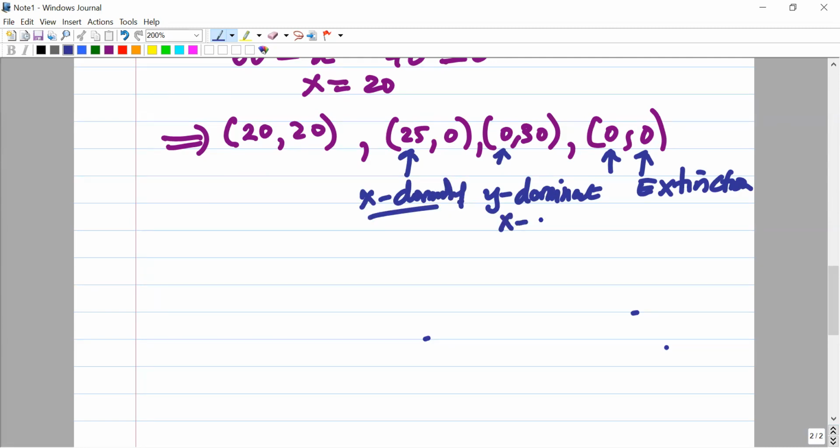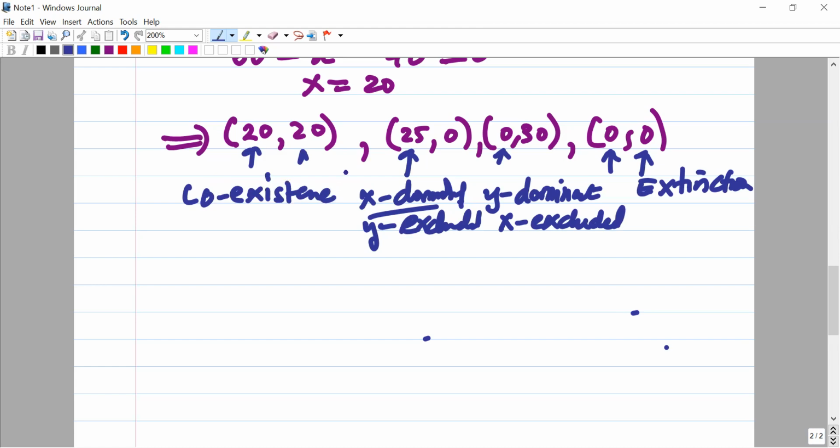So x is excluded. Exclusion of x, and then y is excluded. But here both of them are there, so here we have got coexistence. So we can easily say there is coexistence here. Both are present.